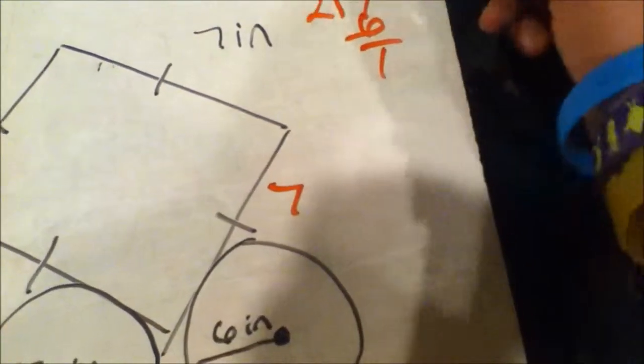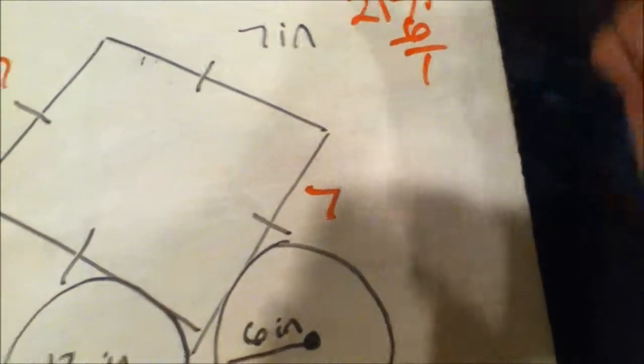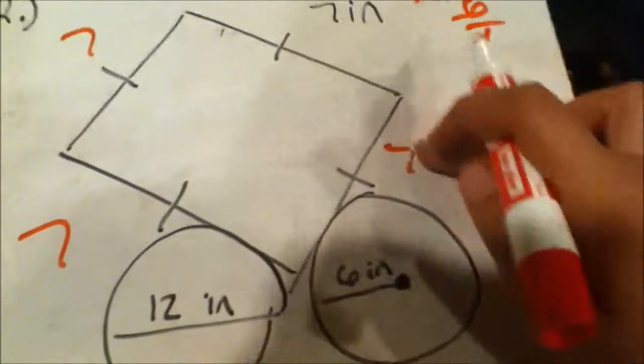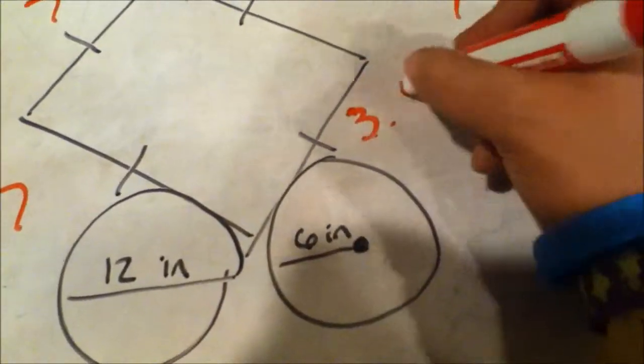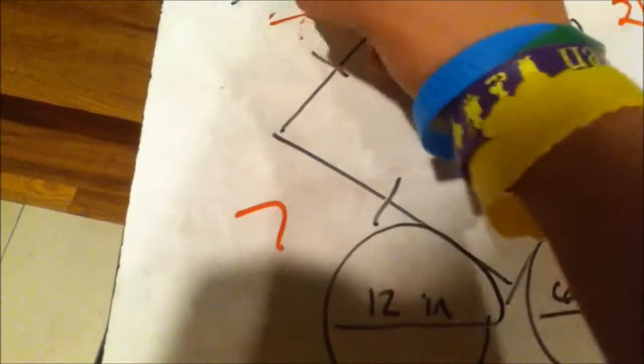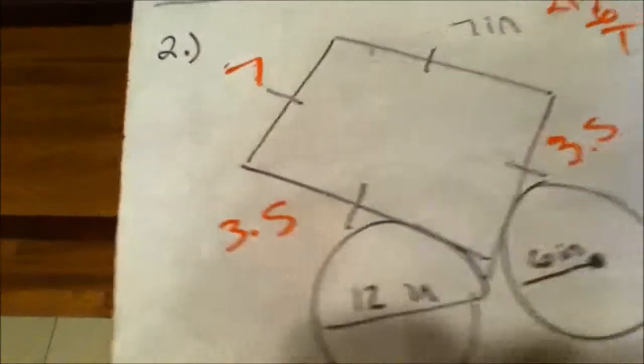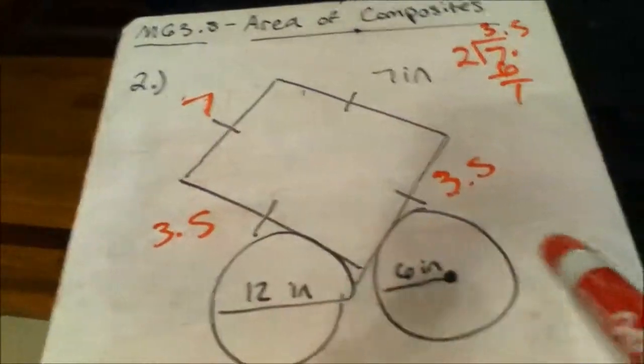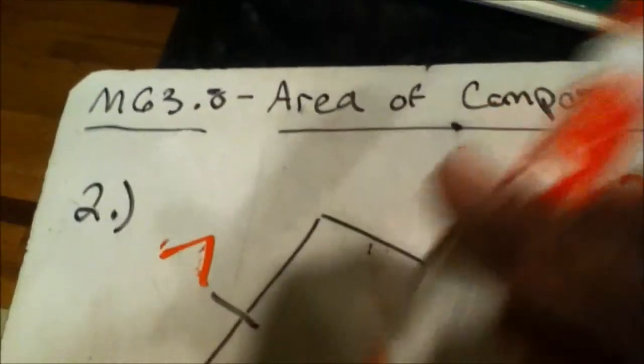6, 1. Half of 7 is 3.5, so I'm going to change that up. That actually stays the same because it's full. Okay. 7, 7, 3.5, 3.5. As for these, same exact thing as I told you, except we're not trying to find the perimeter anymore. We're doing area.